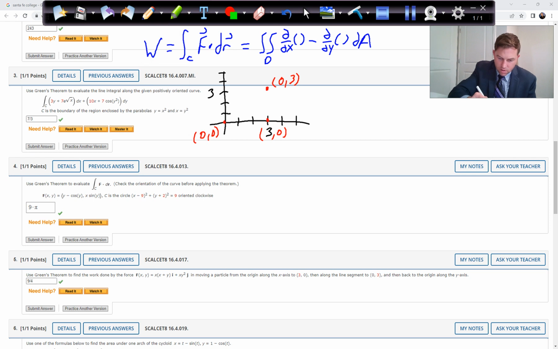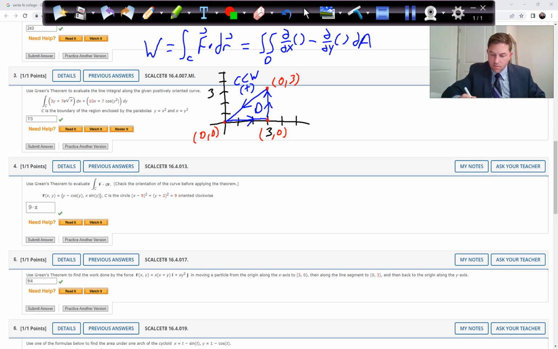So the order goes from here to here, along that line, from here to here along this line. Oops, I should draw it like that. Then from that dot back to the origin, so it looks like this. This is region D. And we can see that this is counterclockwise, so that's a positive orientation. Okay, so we need to just set up our integral.